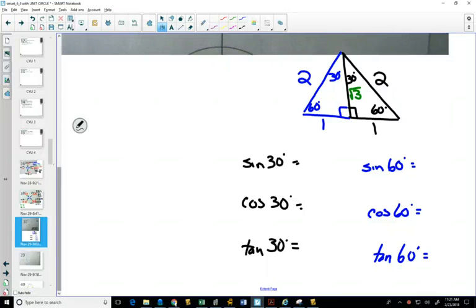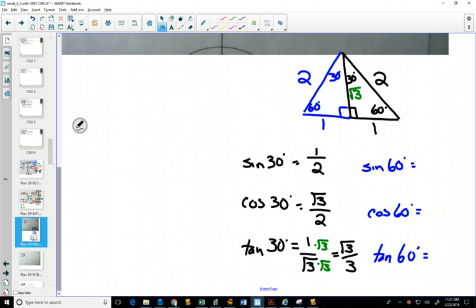Sine of 30 degrees. Look at your 30-degree angle. What's the opposite side? What's the hypotenuse? 1 over 2. Cos of 30 degrees. What's the adjacent side? What's the hypotenuse? Tan of 30 degrees. What's the opposite side? What's the adjacent side? And again, here we will rationalize. And tan of 30 degrees is root 3 over 3.